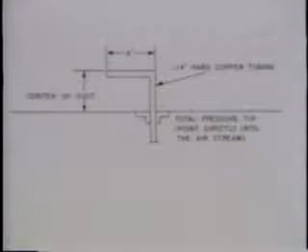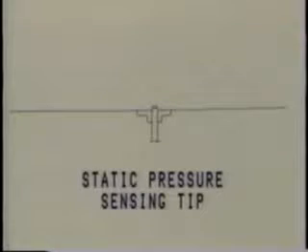A total pressure sensing tip can also be field fabricated as shown here. For total pressure measurement, the tip is pointed directly into the airstream. For static measurement, the tip should be fabricated and located at right angles to the flow as shown here.